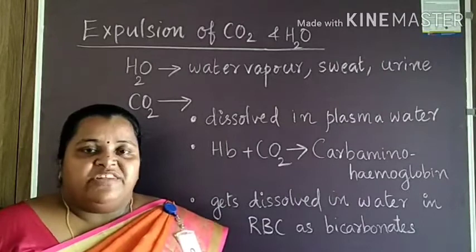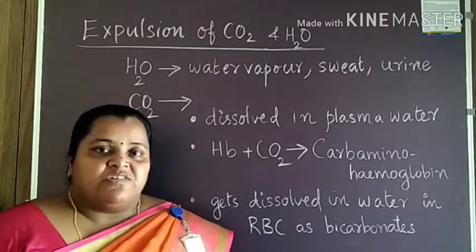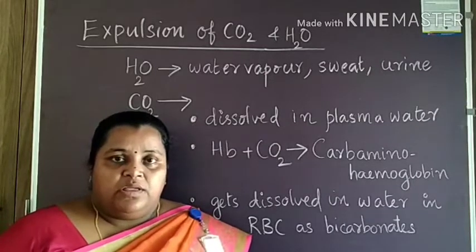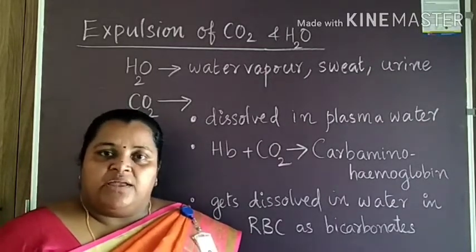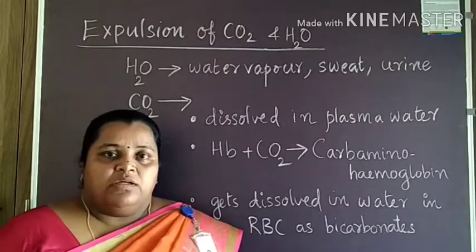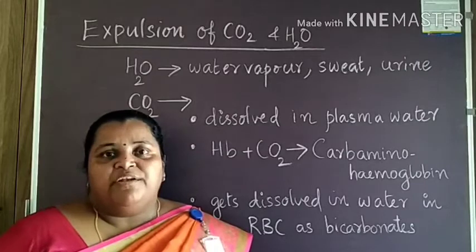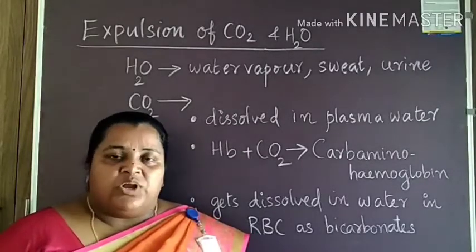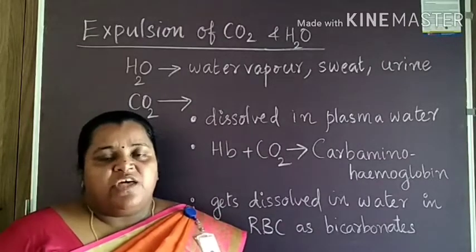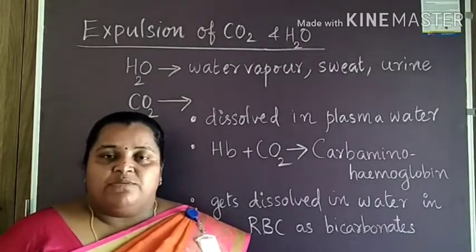The byproducts formed during cellular respiration are carbon dioxide and water. Now we will see what happens to carbon dioxide and water. A trace amount of water is expelled from our body through exhaled air as water vapor. Some amount of water is expelled in the form of sweat as well as urine.